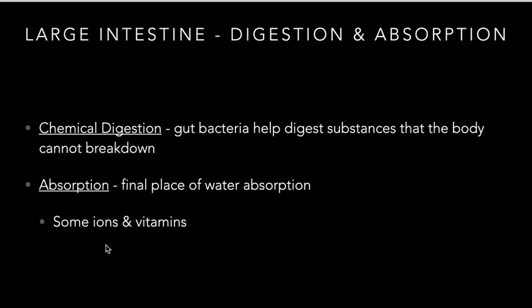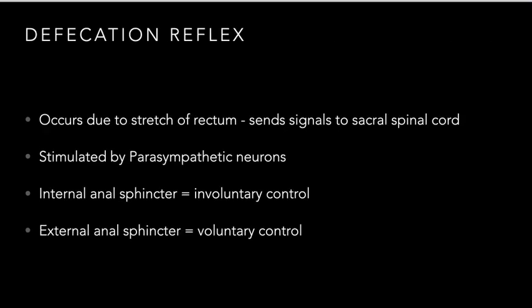What digestion and absorption occur in the large intestine? Chemical digestion, again, that's not going to be from you. This is going to be from your gut bacteria. Really important. A lot of times, they can digest things that you cannot and help you get absorption of nutrients that you don't have or you can't get. Absorption, again, is the final place of water reabsorption. Very few ions and minerals or vitamins, but mainly just that last fine tuning of water reabsorption.